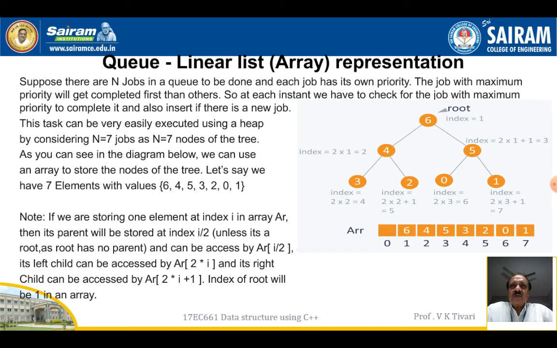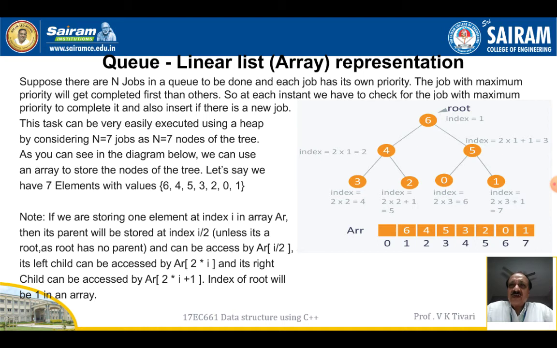Suppose there are n jobs in the queue to be done and each job has its own priority. The job with the maximum priority will get completed first. So at each instant we have to check for the job with maximum priority to complete it, and also insert a new job if there is one. This task can be very easily executed using a heap, by considering n equal to 7 jobs as n equal to 7 nodes of the tree. As you can see in the diagram below, we can use an array to store the nodes of the tree.